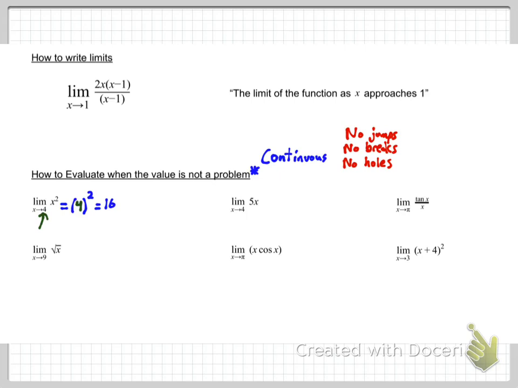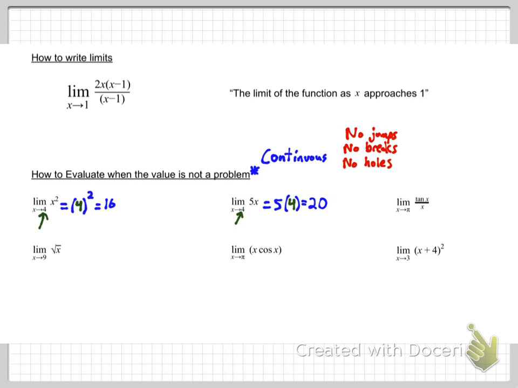We're going to look on the back side at some examples where it's not continuous, and that's where we have to be concerned. But here, where it's continuous at that point, we can plug it in. Let's do the next one too. You've got the limit as x approaches 4 of 5x. Well, plug in 4 for x and you get 20. So the limit of 5x as x approaches 4 is 20.